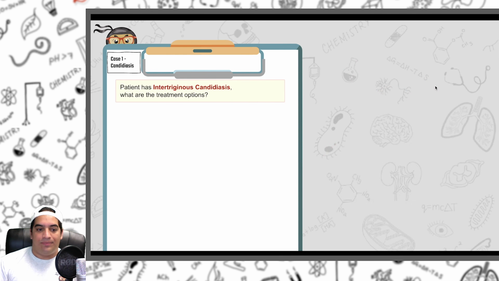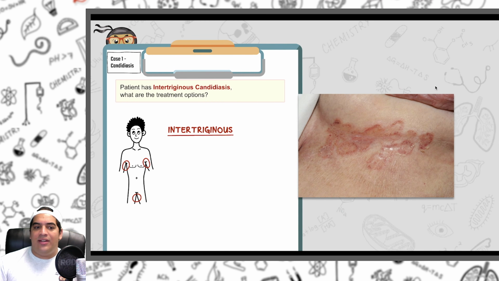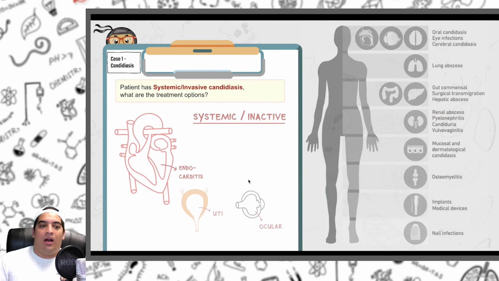All right, beautiful. All right, patient has intertriginous candidiasis, meaning that they have some candida in the different folds, like underneath the breast, in the axilla, in the anal genital area. What would a potential treatment for this be? We could do topical nystatin.